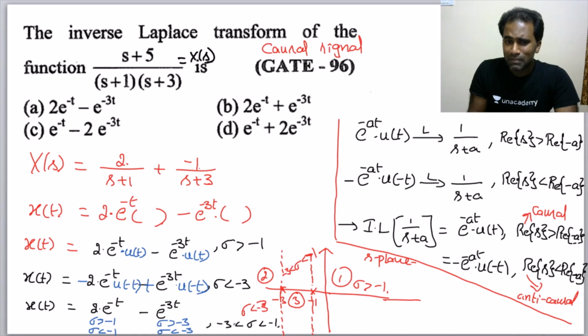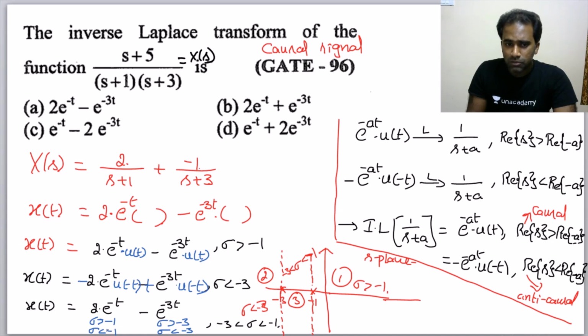Now, the final ROC, how do we get it? When you're talking about the summation of two signals, the ROCs will get intersected. So one among these two ROCs and one among these two ROCs are getting intersected, and we are getting this ROC as the final ROC. Here we are trying to use the linearity property. If you are adding two signals, the corresponding Laplace transforms also get added, and the ROC will be the intersection of the individual ROCs. Right. So now -3 less than sigma less than -1. This ROC we got because of the intersection of one of these two and one of these two.